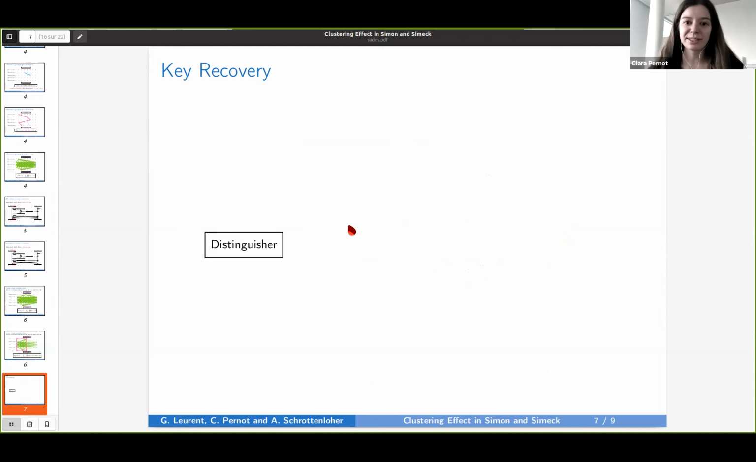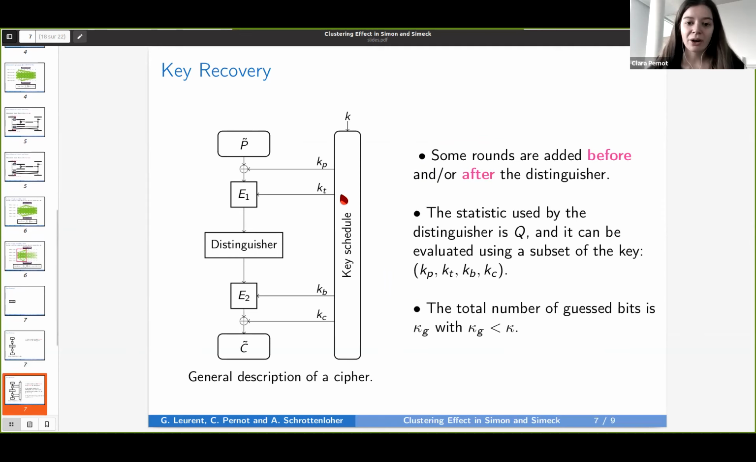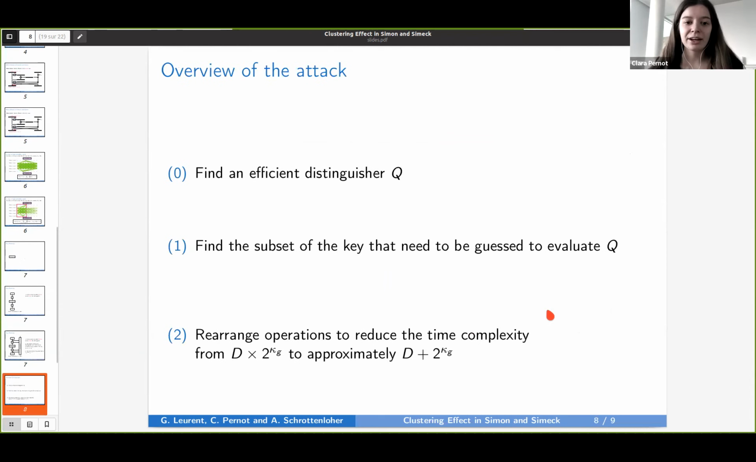So starting from our distinguisher, we had some rounds before and after, and then we can evaluate the statistic of our distinguisher by guessing a subset of the key, and the total number of bits that need to be guessed need to be smaller than the key size. And this attack can be summarized as follows. First, we need to find an efficient distinguisher. This was done in the previous slide. Then we need to find a subset of the key that needs to be guessed to evaluate our statistic. And finally, we will rearrange the operations to reduce the time complexity.